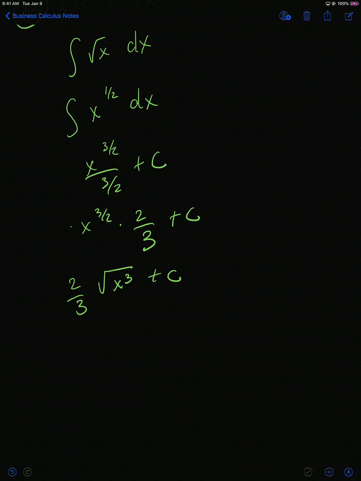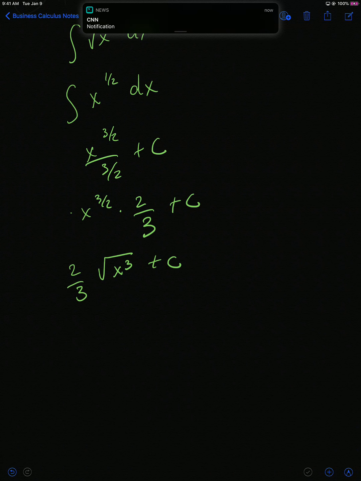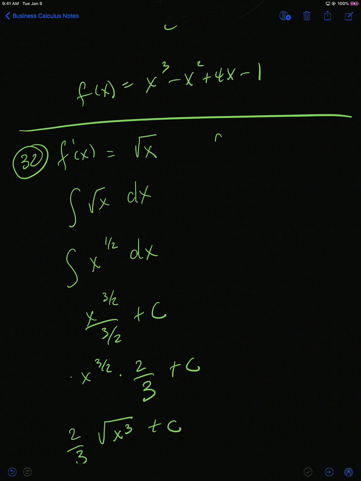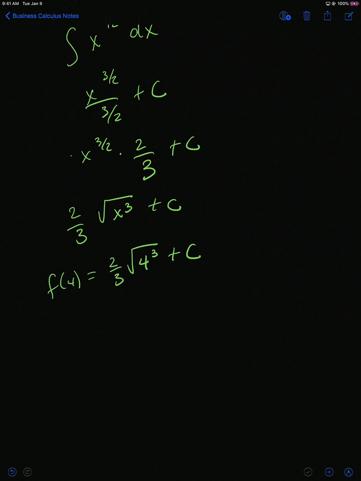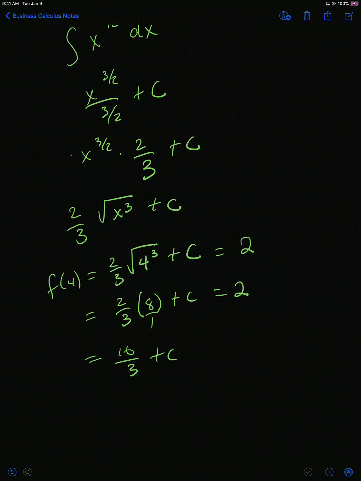Whew. All of that's to say that for this function, when I plug in 4, the answer is 2. But did I not write that down? F of 4 is equal to 2. And so F of 4 means 2 over 3, the square root of 4 cubed plus c. And that equals, when I plug in, an answer of 2. So that's 2 over 3. Oh boy, the square root of 4 is 2, 2 cubed is 8, plus c is equal to 2. You think of this as 8 over 1, so this is 16 over 3 plus c is equal to 2.